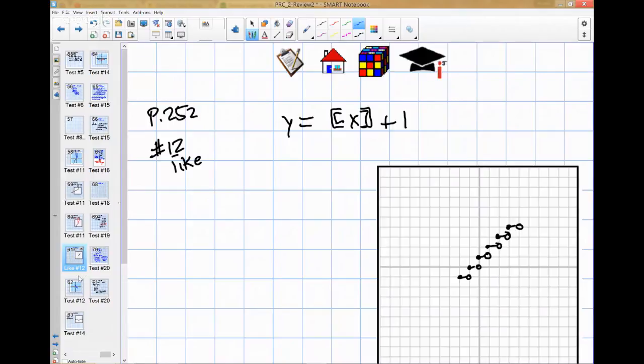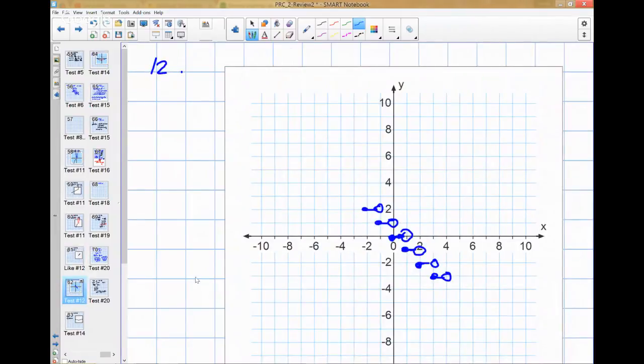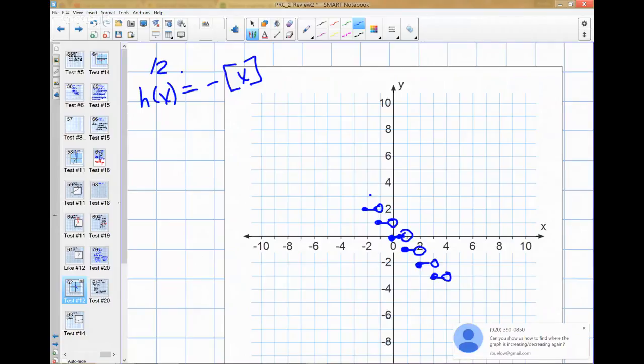Here's number 12. Number 12 is find h of x equals minus the greatest integer of x. And remember, if I put a question like this on the test, I will just use single brackets because I don't think I have the font that allows the double brackets. So when I write it like this, it means the same thing the book has with a double bracket. So what does this mean? You remember what greatest integer means.